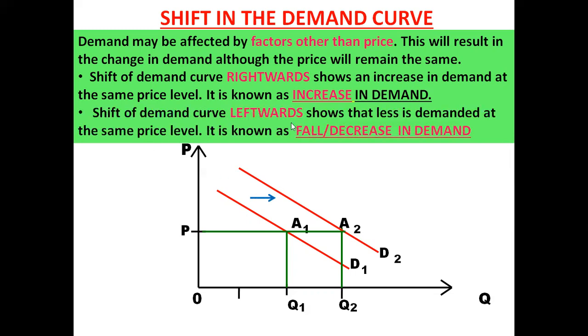The shift of the demand curve leftwards shows that less is demanded at the same price level. At the same price level, the demand curve will shift leftwards and less will be demanded, that is Q3 units will be demanded. That is less quantity demanded, from Q1 to Q3. So we see that it is a leftward shift in the demand curve. This is known as fall or decrease in demand.